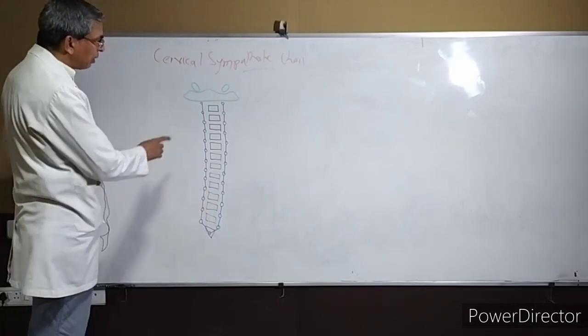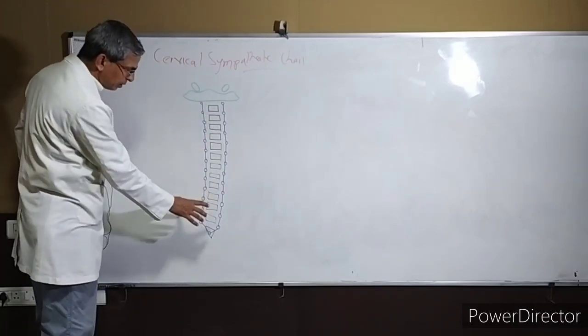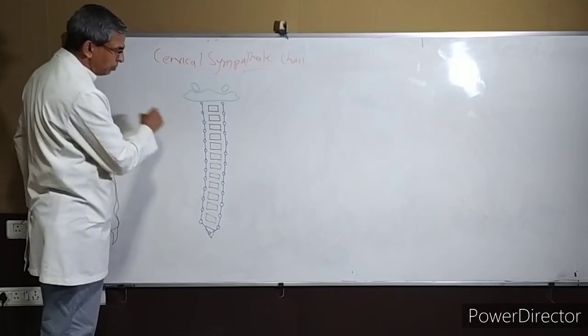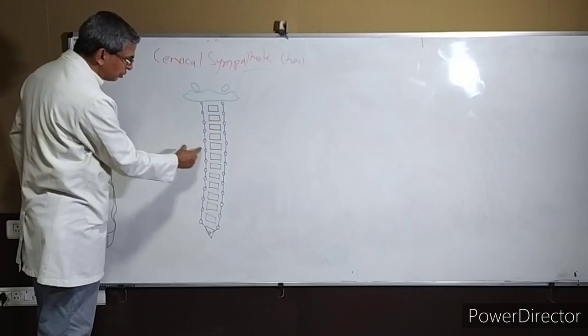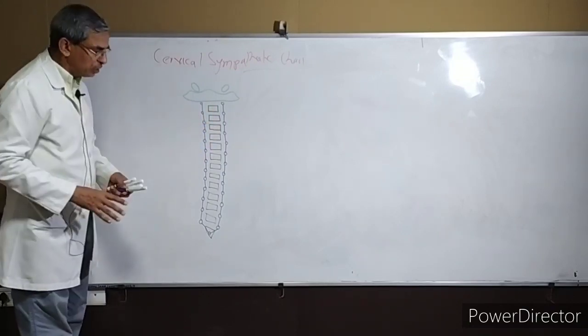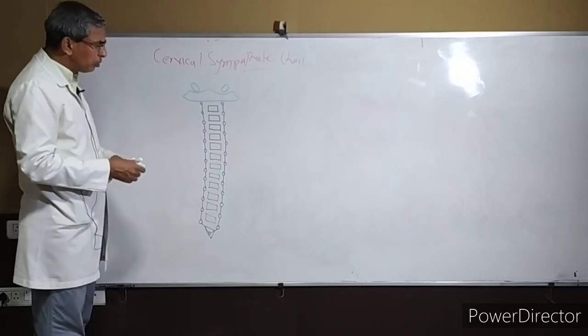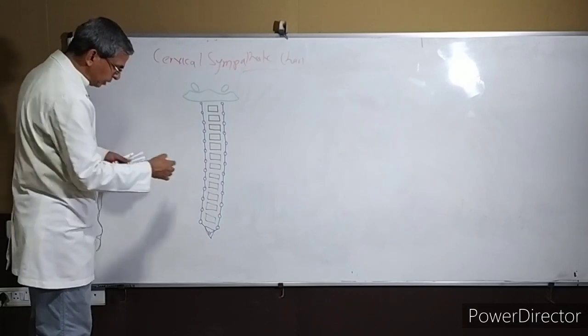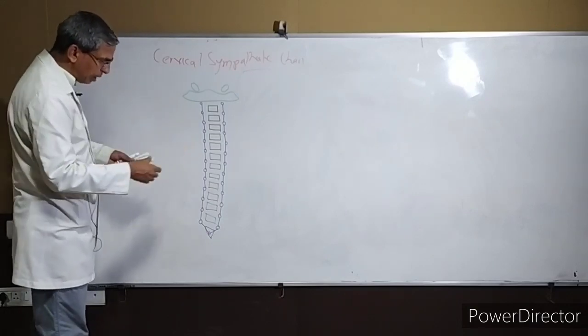And the cervical sympathetic chain is the part of the sympathetic chain which extends from the base of the skull up to the 7th cervical vertebra. So today we will discuss this part. But before that, you should know how the sympathetic chain is formed and how it is connected to the spinal nerves.